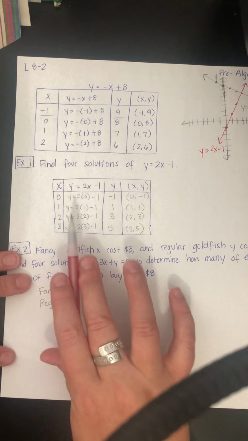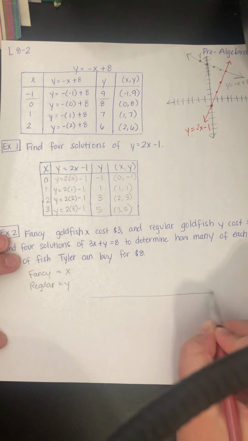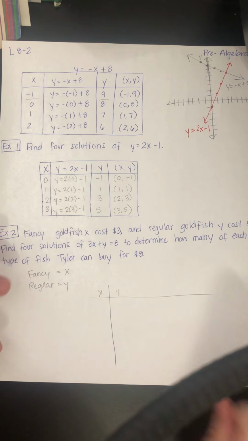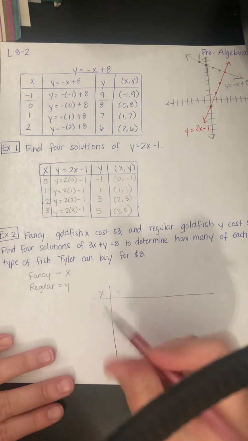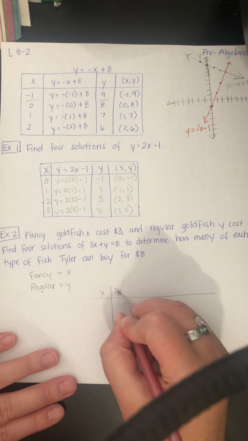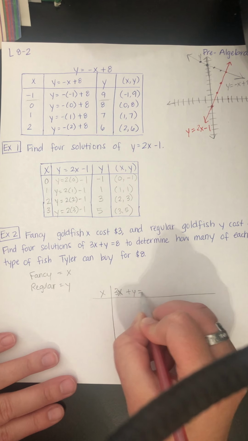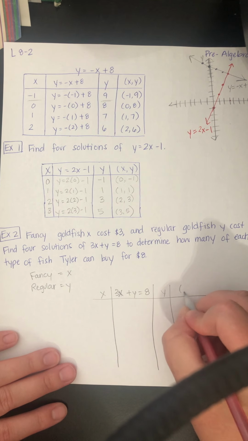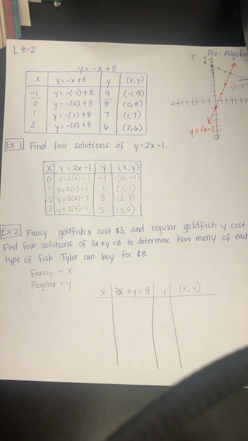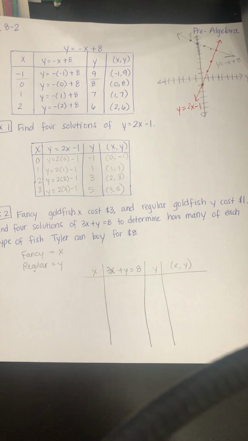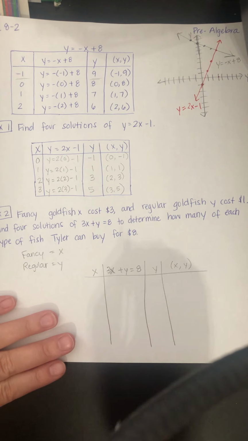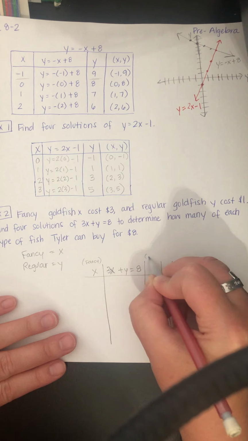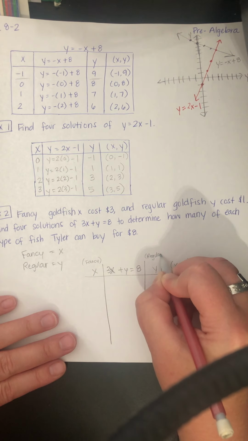So we're gonna set it up like this, okay? Our X coordinate, our equation, which is 3x plus y equals 8, our y coordinate, and then our ordered pair, which is x comma y. So we get to choose what numbers we put into this equation. But remember, x is your fancy goldfish, and y is just your regular goldfish.